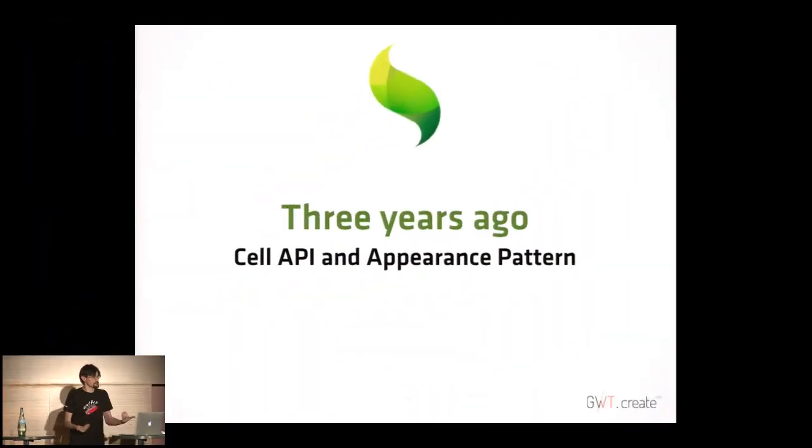So what's the history? First of all, about 3 years ago, the Cell API came out as part of GWT. The appearance pattern came out as part of a very small wiki document. It's still on code.google.com as part of the general Cell API. There was a little bit of a discussion about how do we make it easier to theme these things? How do we make it easier to not only change the CSS, but the HTML structure? How do we let people factor all these pieces out?